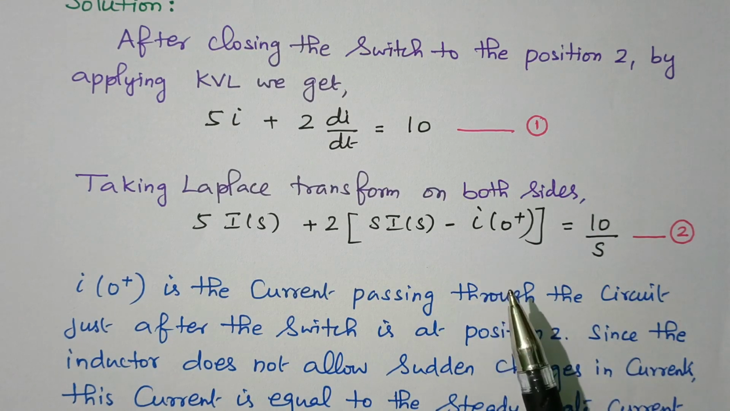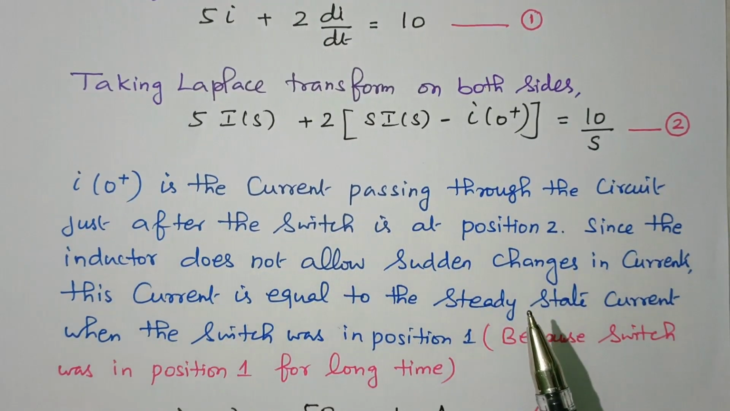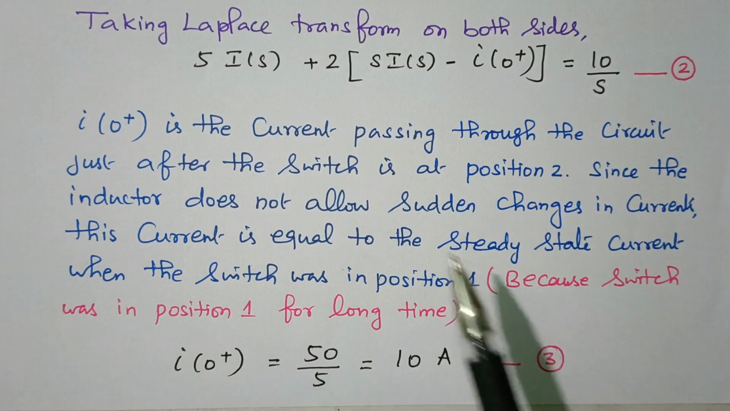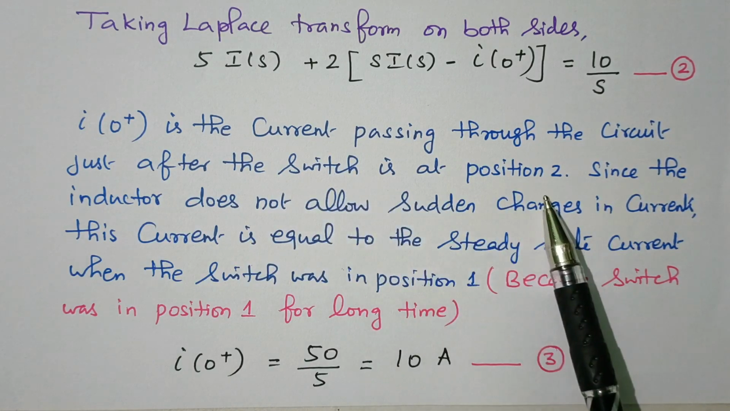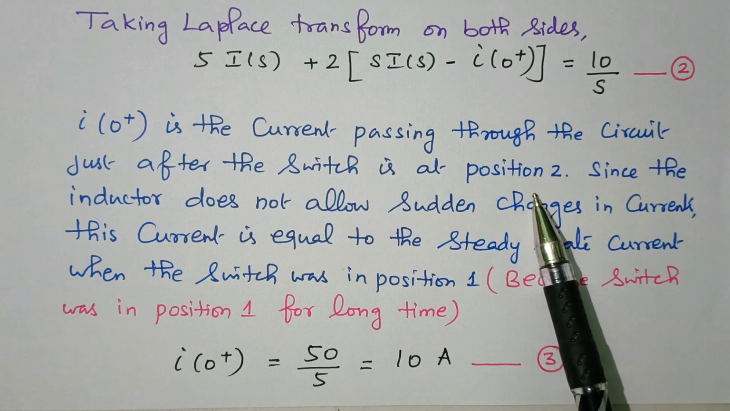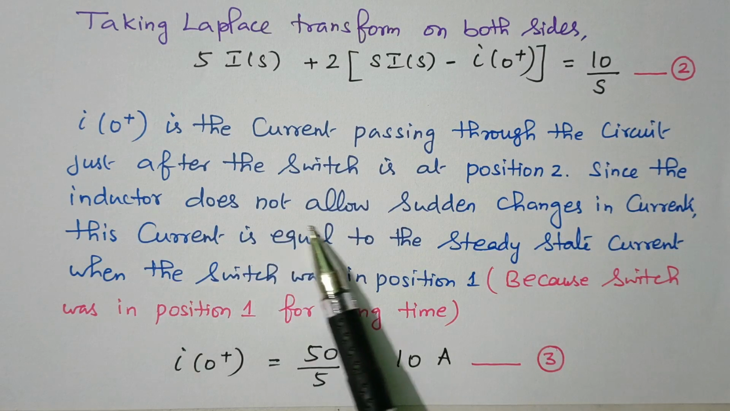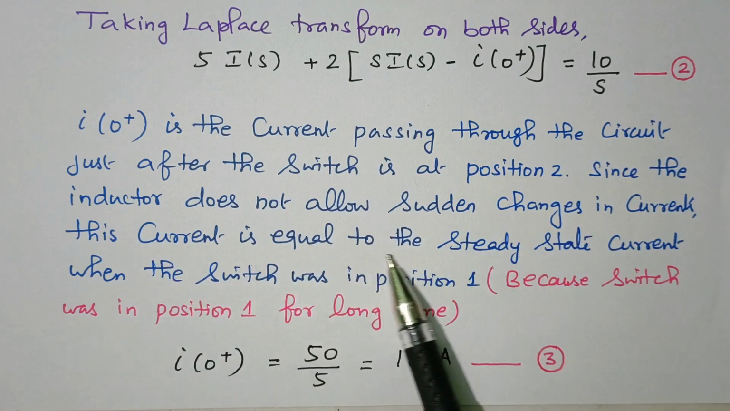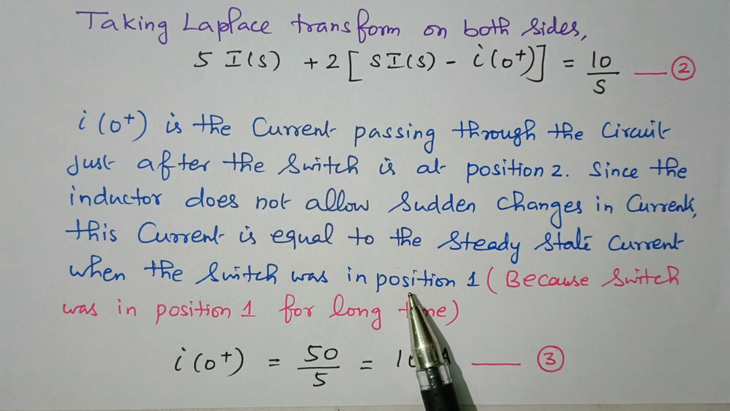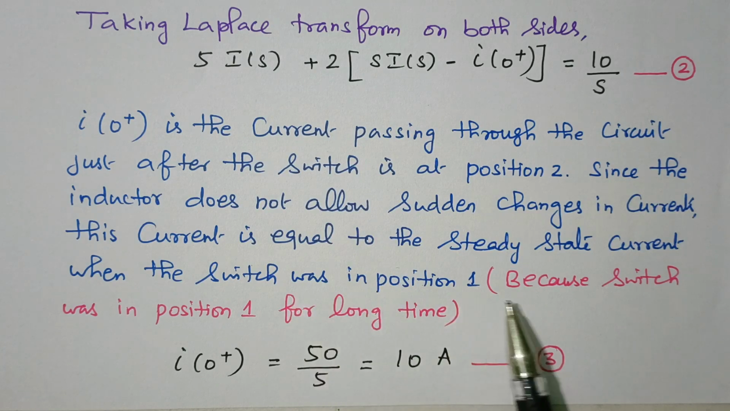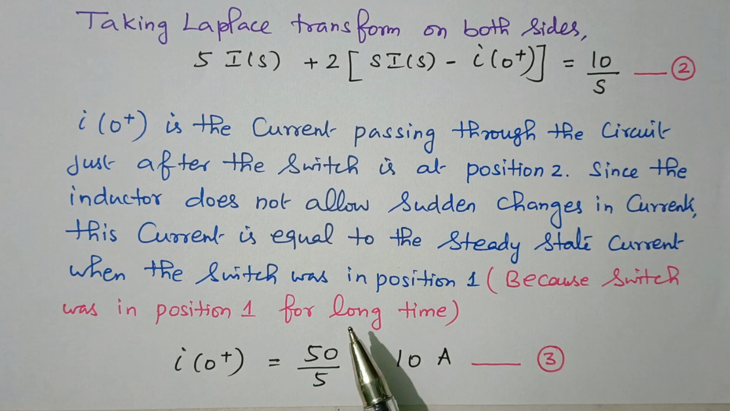Now we'll see what this I0 plus is. We need to subtract the initial current. I0 plus is the current passing through the circuit just after the switch is in position 2. After changing the position from 1 to 2, this is the current flowing through the circuit. Since the inductor does not allow sudden change in current, this current is equal to the steady state current when the switch was in position 1. While changing from position 1 to 2, the inductor will not allow sudden change in current. Slowly it will increase or decrease. So this current is the current when the switch is at position 1, because the switch was in position 1 for a long time. So the current flowing during position 1 is the same as in position 2.